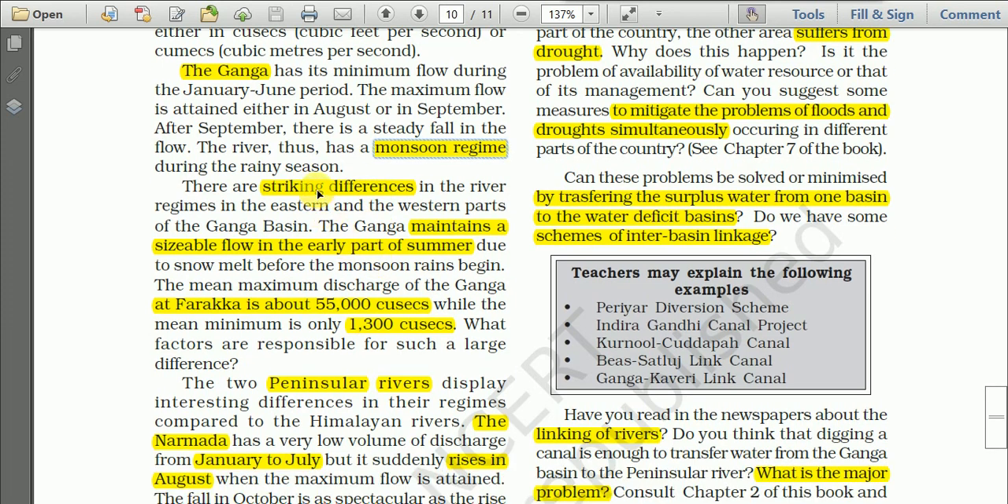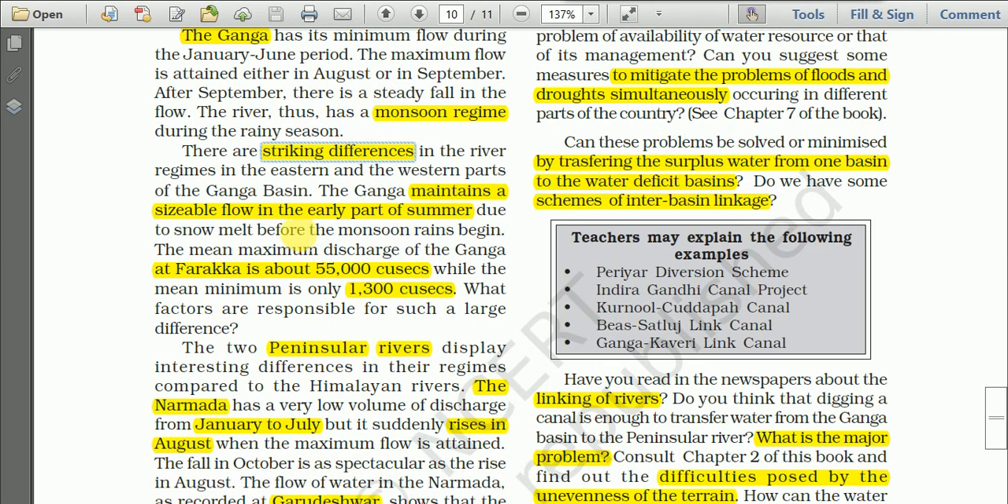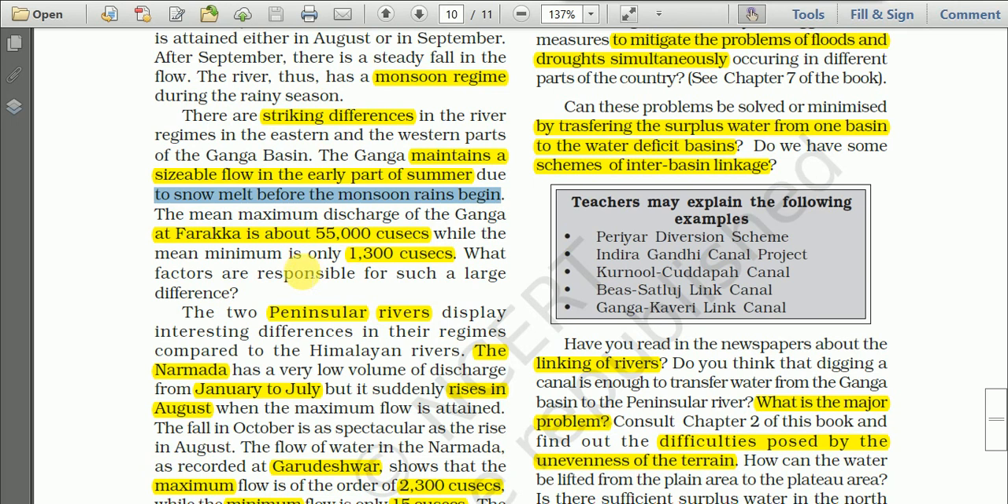There are striking differences in the river regimes in the eastern and the western part of the Ganga basin. The Ganga maintains a sizable flow in the early part of summer due to snow melt before the monsoon rains begin, as I told you. The maximum discharge of Ganga at Farakka is about 55,000 cusecs, while the minimum flow is only 1,300 cusecs.